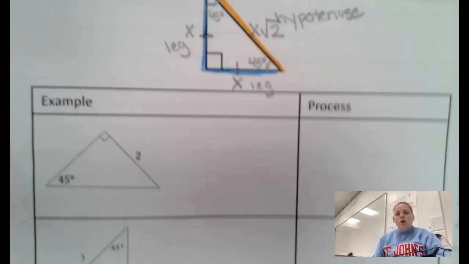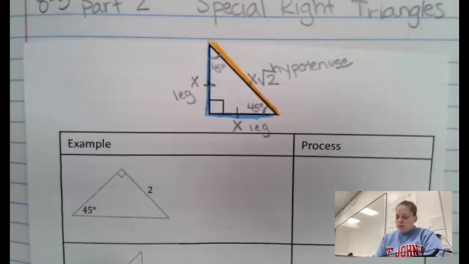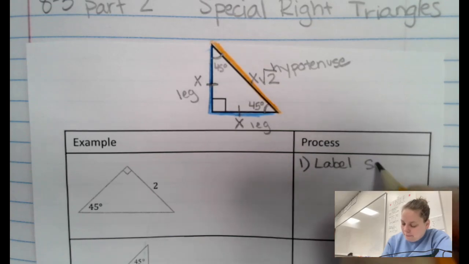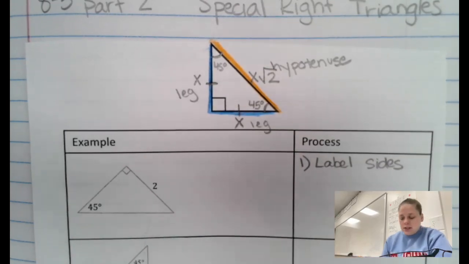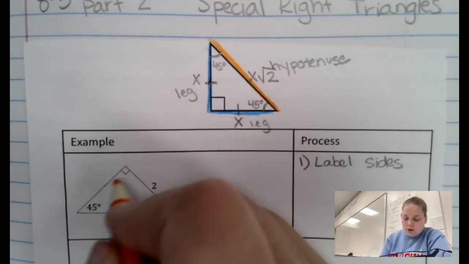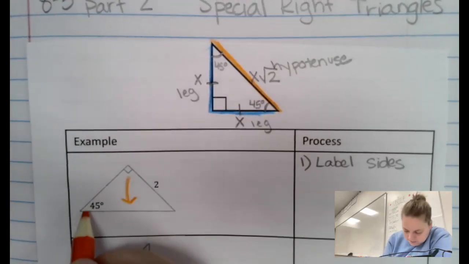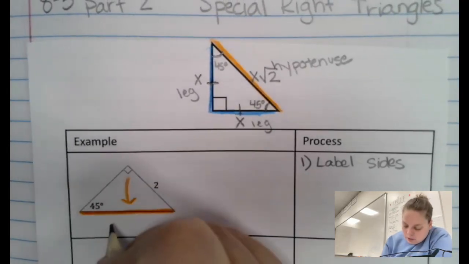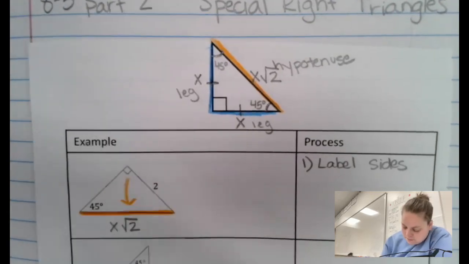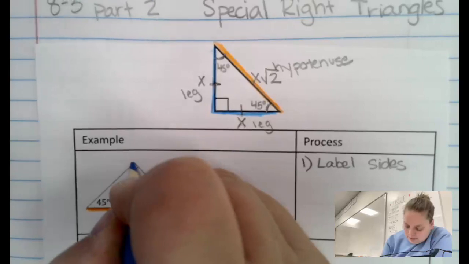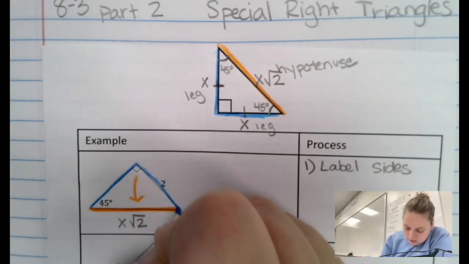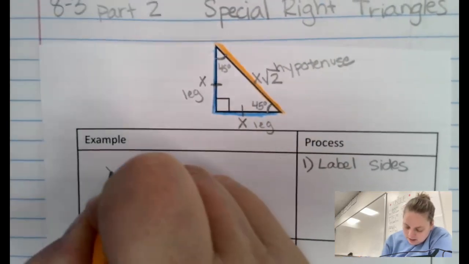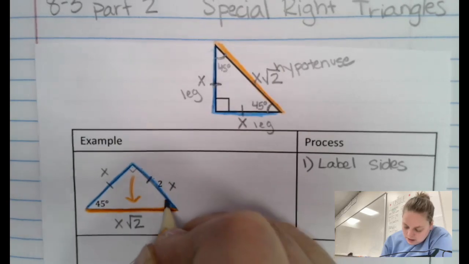Alright, here we go with our examples. Our first step is to label our sides. Step 1. I always like to start with my hypotenuse because my hypotenuse is always across from that 90. And today I know the hypotenuse is x square root of 2. And our legs are the other 2. Our legs are congruent today. So this side is x, and this side is x. These are congruent because our angles are congruent.